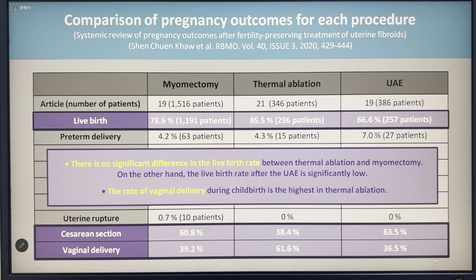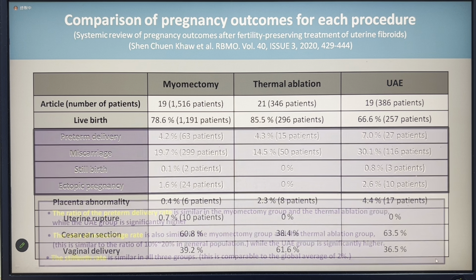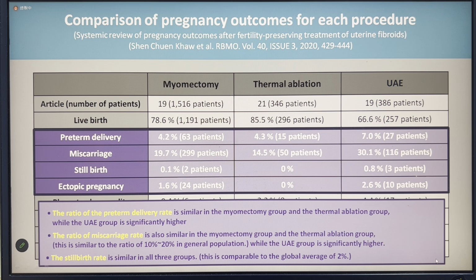There is no significant difference in the live birth rate between thermal ablation and myomectomy. On the other hand, the live birth rate after the uterine embolization is significantly low. The rate of vaginal delivery during childbirth is the highest in the thermal ablation. The preterm delivery rate and the miscarriage rate are similar in the myomectomy group and thermal ablation group, while the uterine embolization group is significantly higher. The stillbirth rate is similar in all three groups.